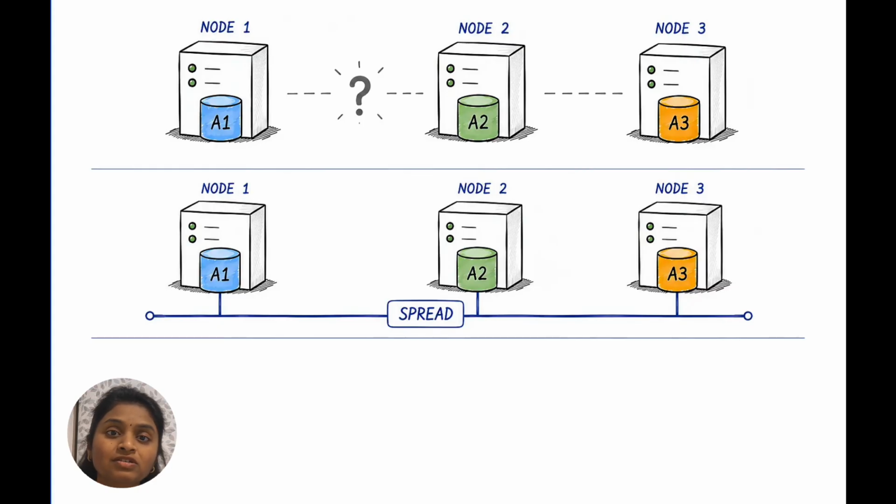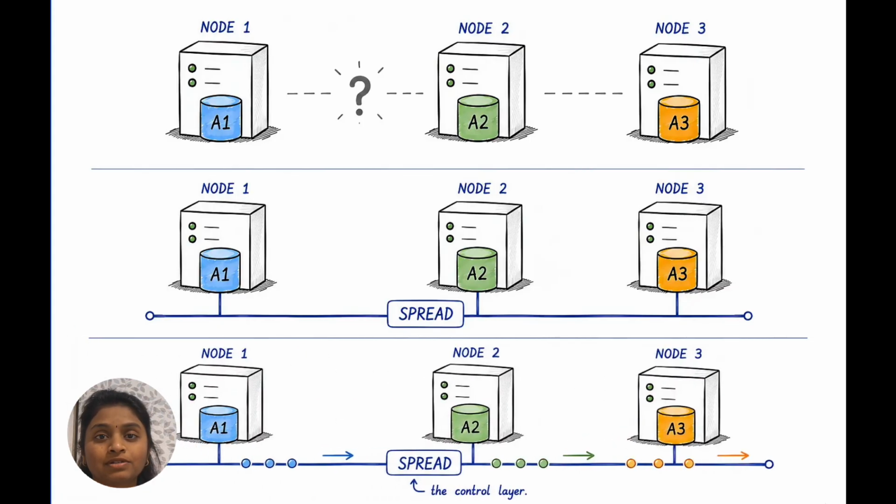On their own, these nodes are just islands, basically disconnected from each other. Node 1 has segment A1, node 2 has segment A2, and node 3 has segment A3. But none of them can see the others. No coordination. If node 2 died, node 1 and node 3 wouldn't even know. That's the gap spread fills. So spread is basically Vertica's control layer, a messaging bus that connects every node in the cluster. Think of it as the cluster's nervous system.